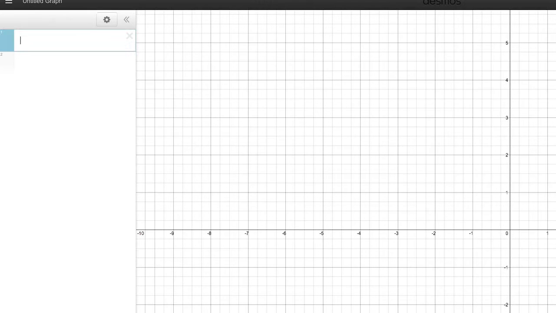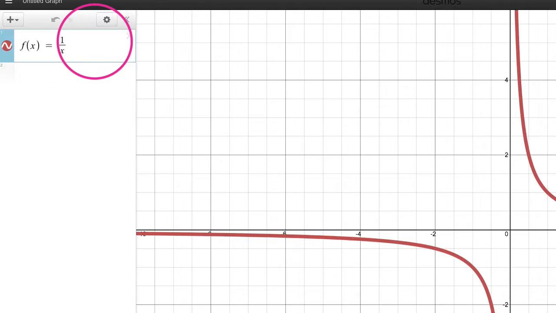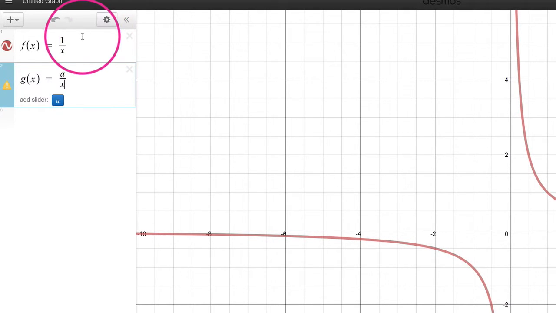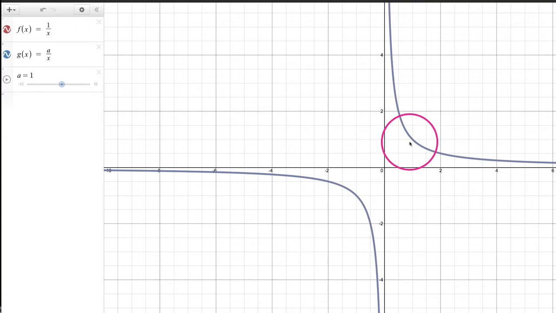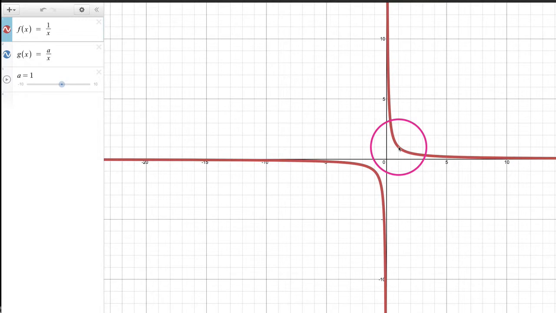As we open up, say, Desmos, and we put in a graph here, we'll say f of x, which is our parent function, equals 1 over x. And we go down, we say g of x is a over x. We're going to be able to see as we put in a slider for a here. I want you to see on the graph. Let me zoom out just a little bit here. You can see this point 1, 1. Here's this point 1, 1 and -1, -1 a little bit more clearly.